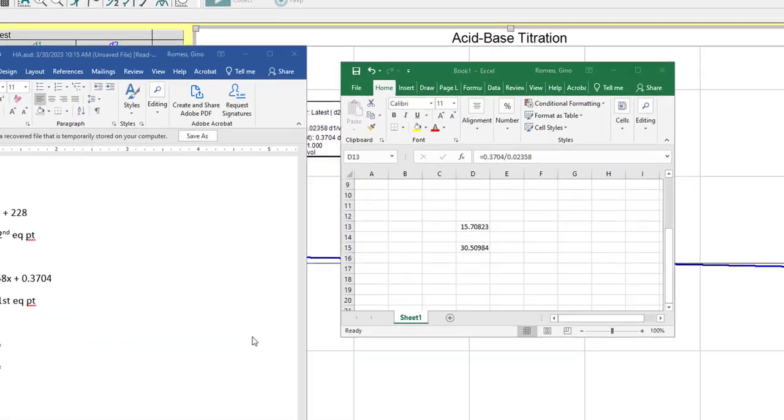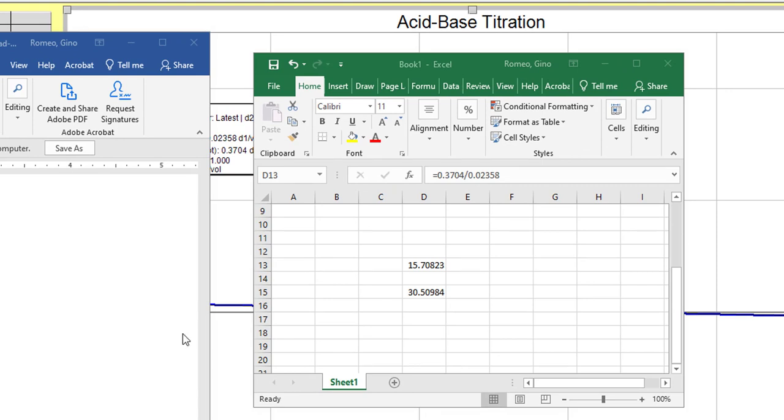Now that we have the volumes at the equivalence points, we could determine the volume at half equivalence point. So the volume at half equivalence point 1 is simply half of this. And the volume at half equivalence point 2 is the average of these two. And the average is the midpoint between equivalence point 1 and equivalence point 2. With this information, we could go to the Logger Pro plot and determine the pH at each of these volumes.